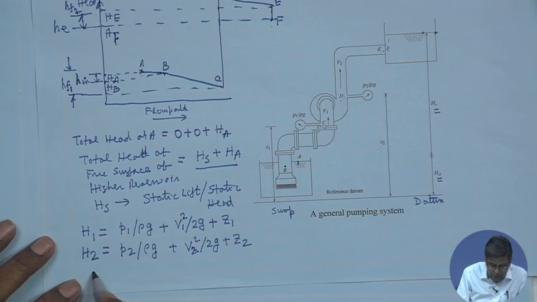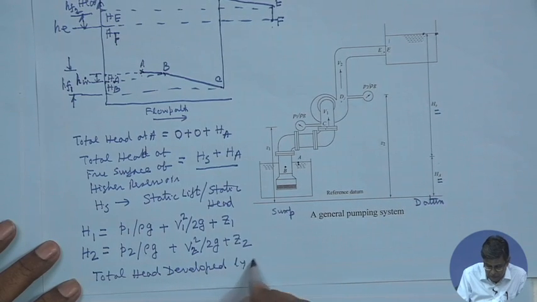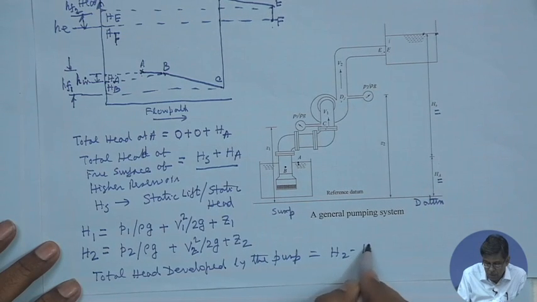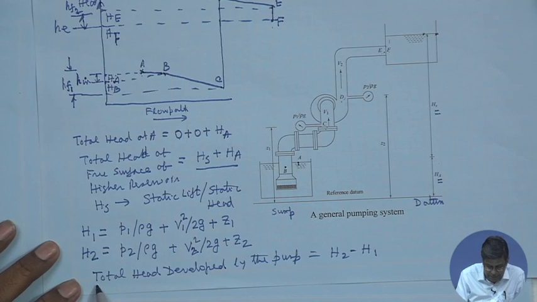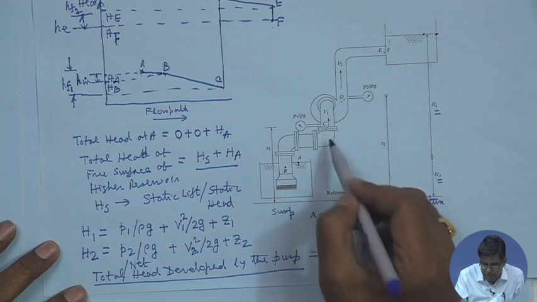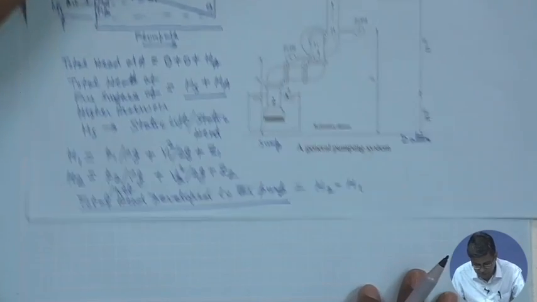Then the total head developed by the pump is H2 minus H1, the total head at outlet minus the total head at inlet. That is the total head developed by the pump, or sometimes we call it the net head developed by the pump. And this is not equal to the static lift.